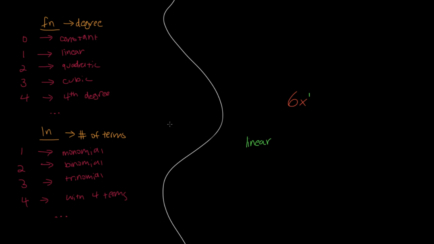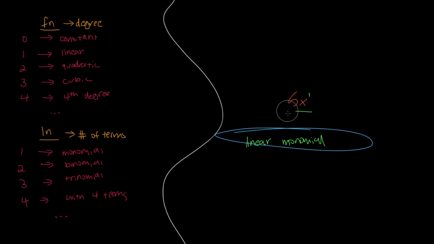And for the last name, the number of terms, it is just one term. It's not being added or subtracted to anything or by anything. So this is just one term, which means it is a monomial. So this is going to be a linear monomial. Let's do one more.